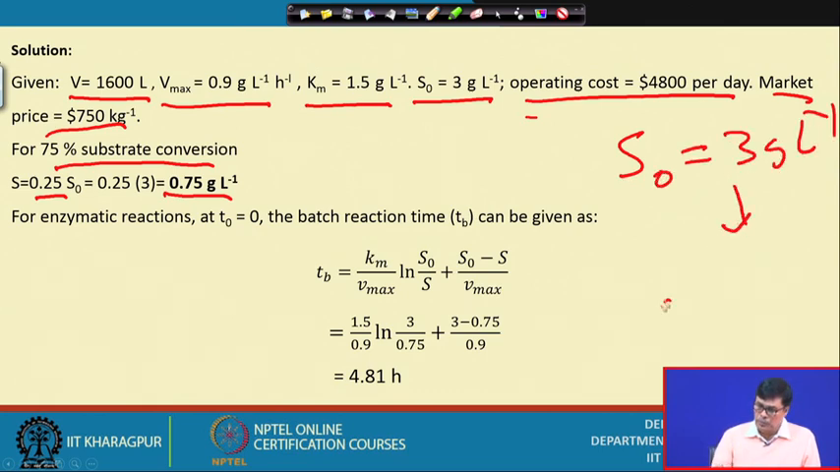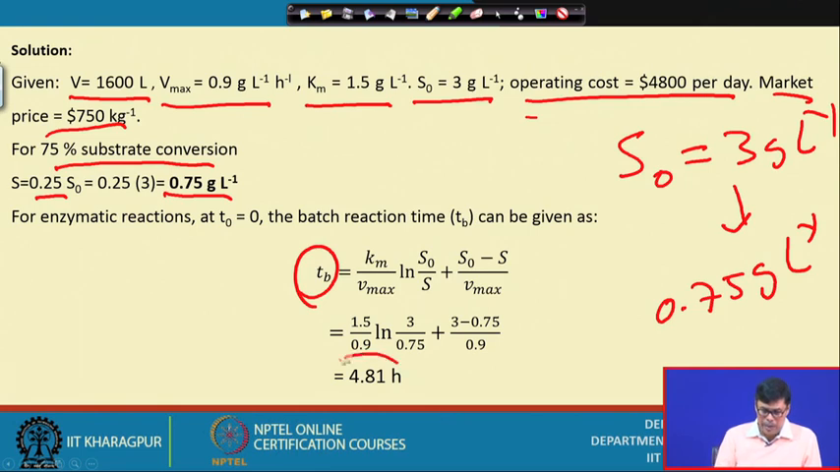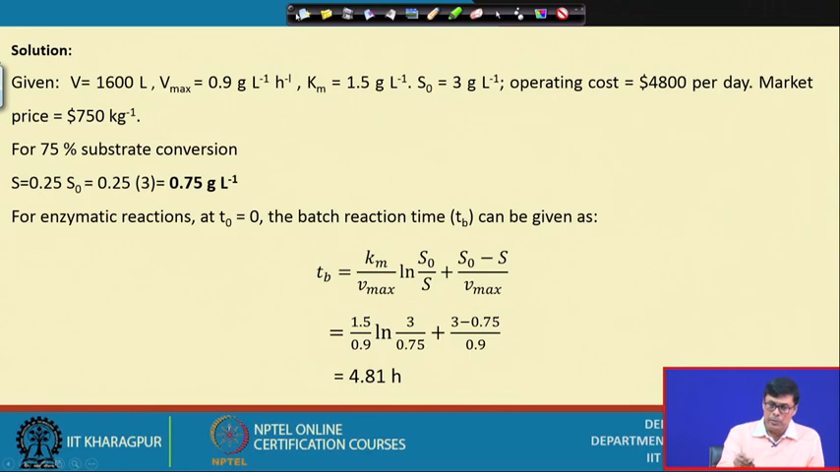To convert to 0.75 gram per liter, the question comes, what batch time is required? This batch time we have calculated, this correlation we already developed before. I don't like to solve it again. So we can put the values Km, Vmax, S0 by S, and we can find out the batch time. This is 4.81 hours.